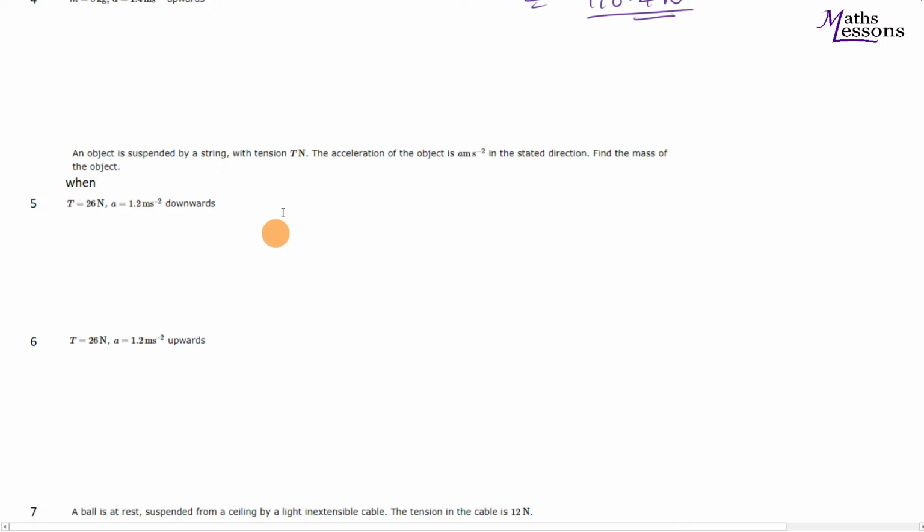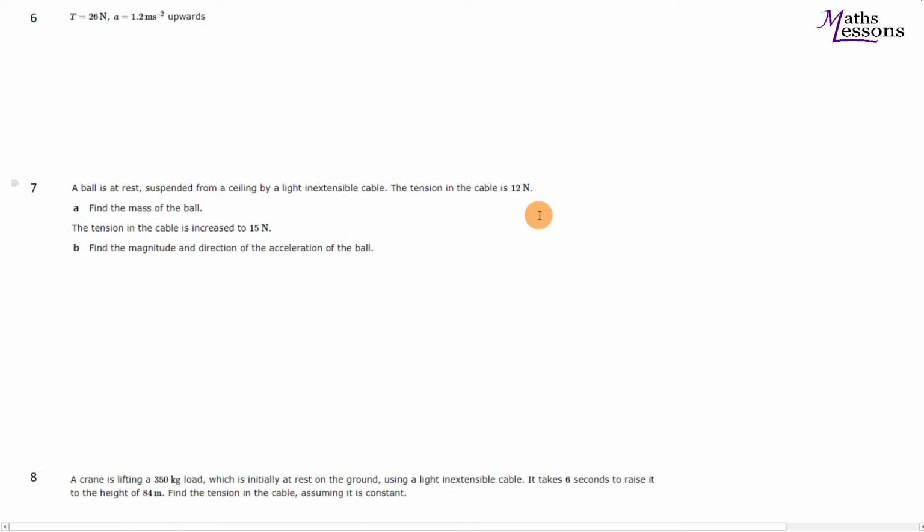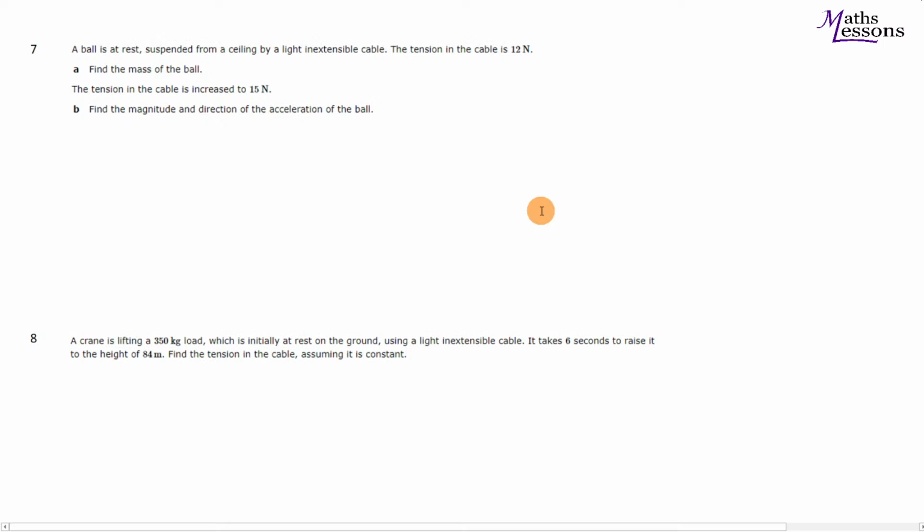I'm going to miss out. These are all pretty much the same question, just with things changed around like that one. So we'll move on and just try something a little bit different. So we'll go to question 7 now. And this is going to take a little bit longer, so I'll give you 2 minutes to have a go at this.